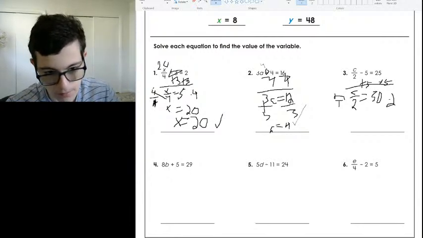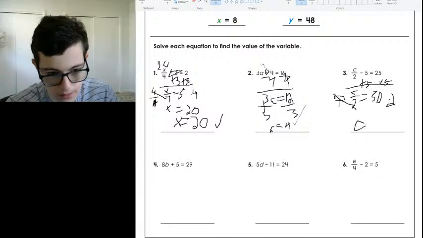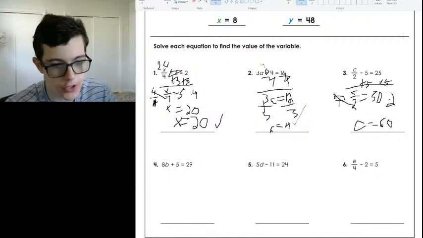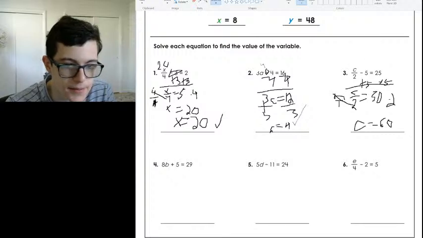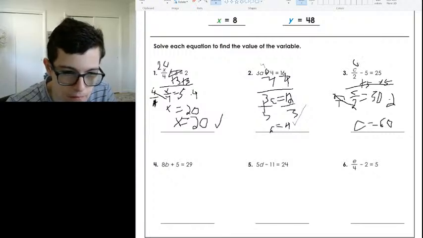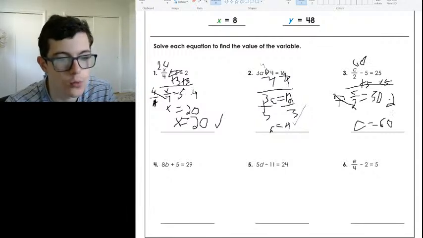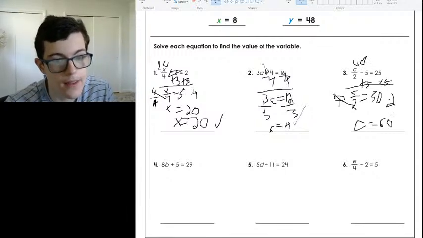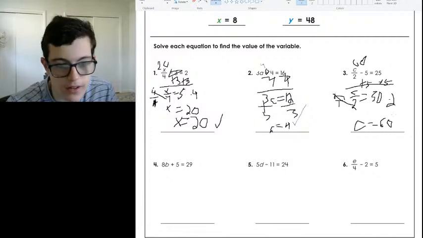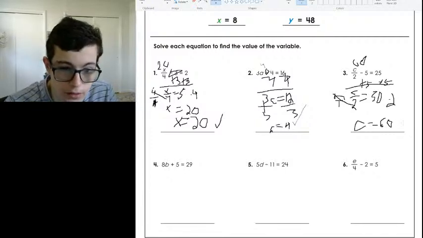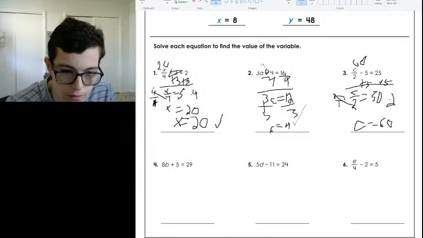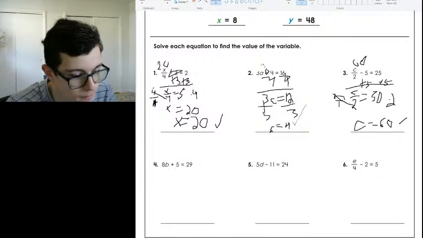Cross multiplying, we get c equals 60. Now, does this satisfy the check? Let's do the check. Since c is 60, we know that 60 divided by 2 is 30. 30 minus 5 is 25. Therefore, the equation is 25 equals 25, giving us 60 is the correct answer.